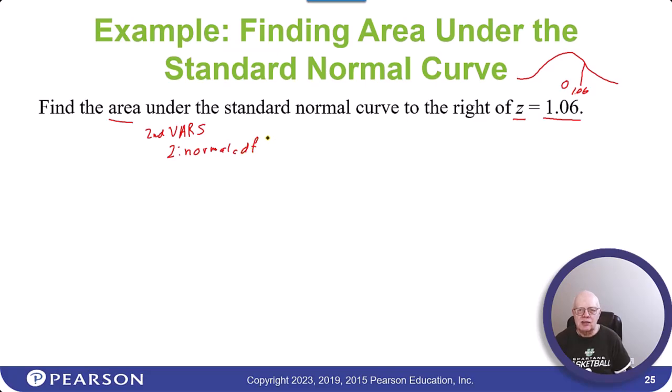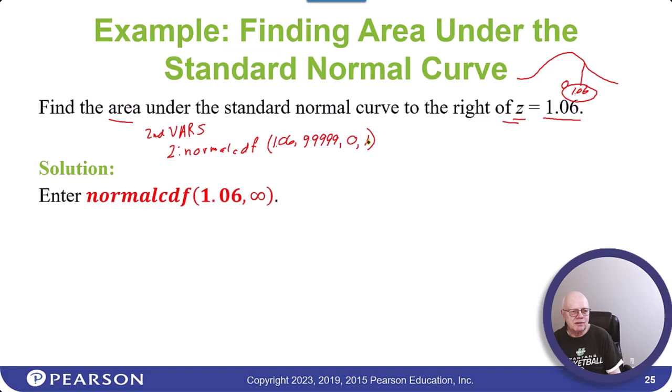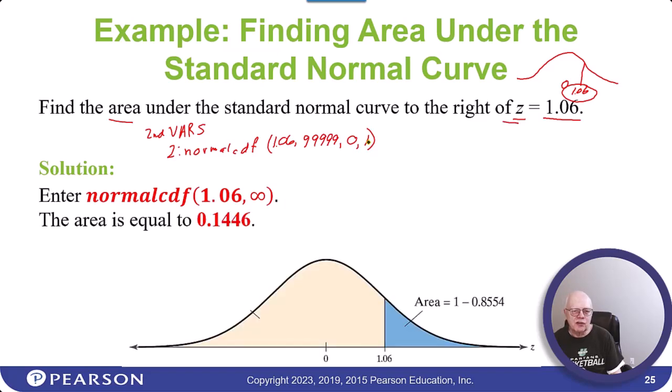And since you want to start it, notice this to the right is Z. So you want it to start at 1.06. So that's the lower bound. Where do we stop? We don't stop. So we'll just simulate positive infinity by just putting a bunch of 9s in there. It's easy to type. We're talking about Z's. So I'll slide my 0 and 1 in there. And I'm ready to go. And there's my area. Notice from the picture, you can tell that it's going to be less than 0.5, and there you go. You know you're in good shape.